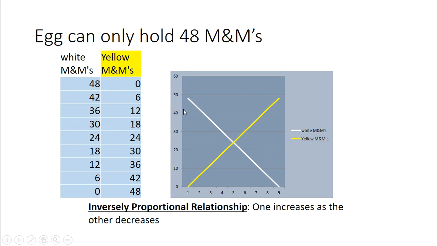And that's what you're seeing here. The yellow M&Ms will increase as the white M&Ms will decrease. They will always equal 48 together, and that's the reason why one goes up and one goes down. So that's an inversely proportional relationship. One increases as the other decreases.